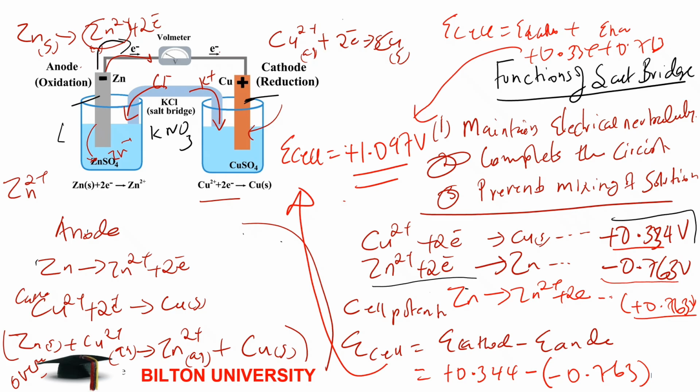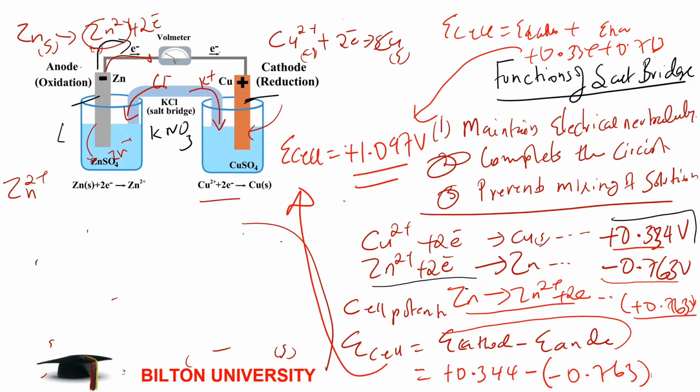Even though you are reversing the one that is more negative to be the oxidation reaction, you don't need to change its symbol or the sign for its standard potential when you are inserting it in this equation. So we have seen in these reduction potential values that copper is more positive than zinc. And what does that tell us?